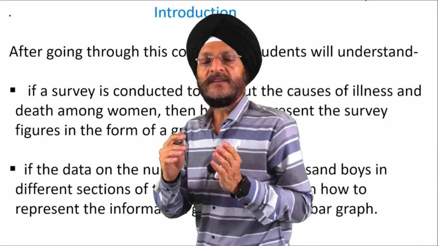The students will also learn, if the data on the number of girls per 1000 boys in different sections of society is given, how to represent the information by way of a bar graph. The students will also learn that if the data in respect of seats won by different political parties in the polling outcome of state assembly elections is given, then how to draw the bar graph to represent the polling results.